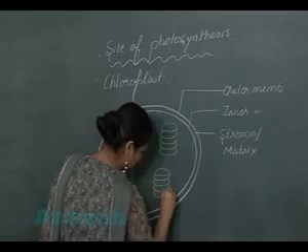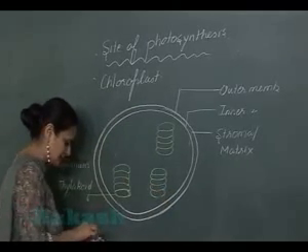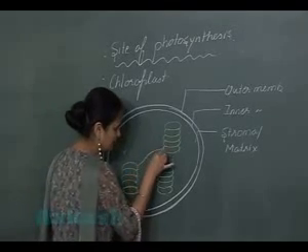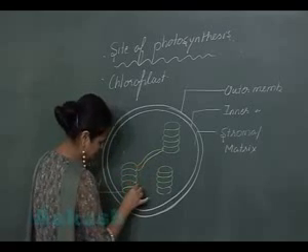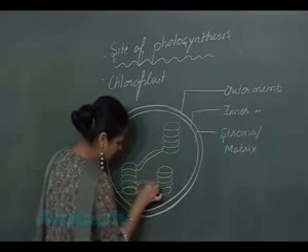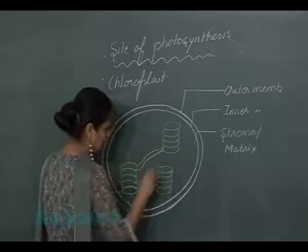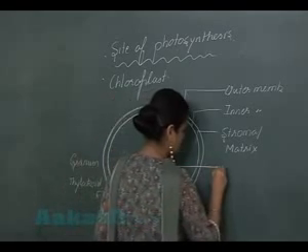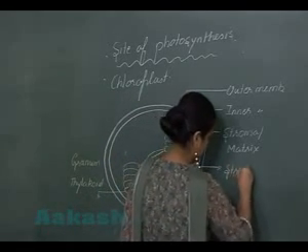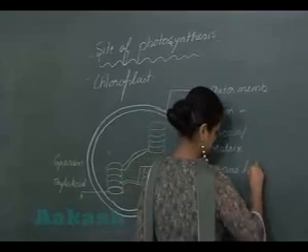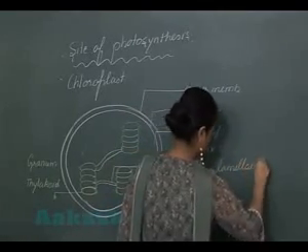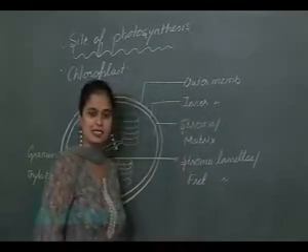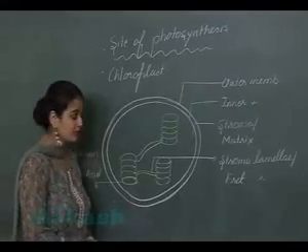The several grana are present in the chloroplast, and it is very well known to all of you that these grana are interconnected. This interconnection is with the help of these structures. These structures are known as stroma lamellae, or you can also call these structures as fret lamellae, right?